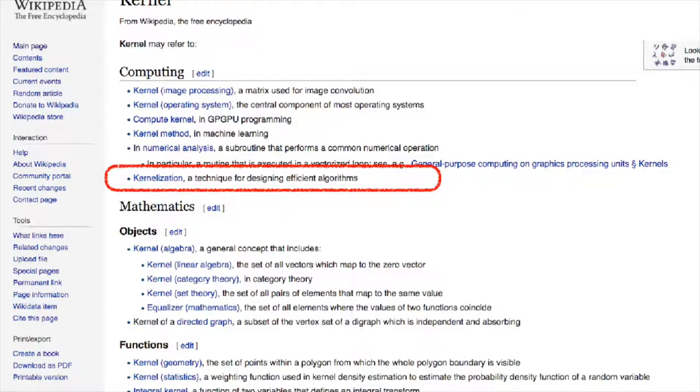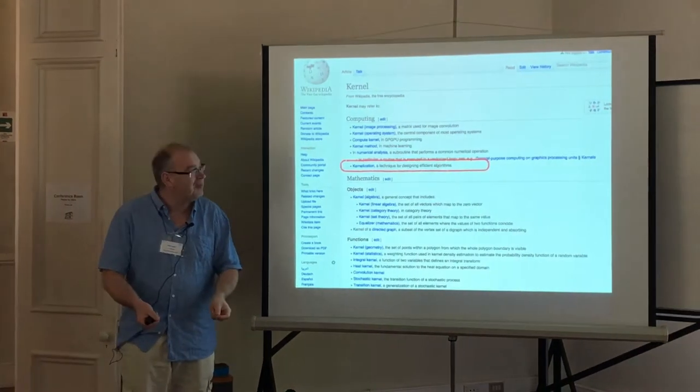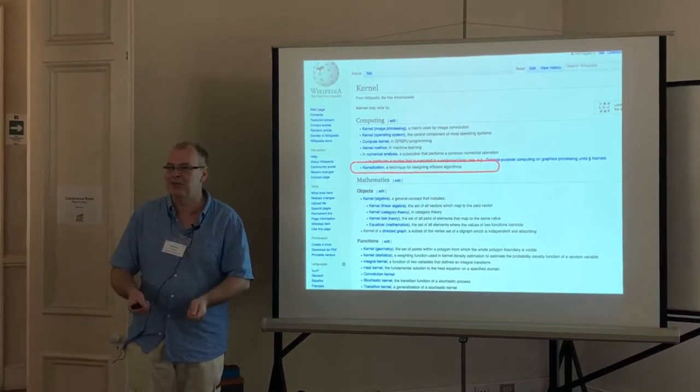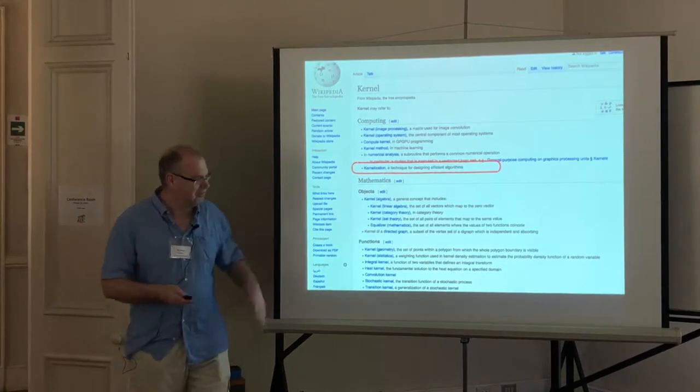Okay, so what is a kernel? If you search in Wikipedia, everything is called a kernel. So I will not be speaking about kernels in image processing or kernels in operating systems. This will be kernel as a parameterized technique for designing efficient algorithms. But be careful, because in every area of mathematics or algorithms, there is a kernel.